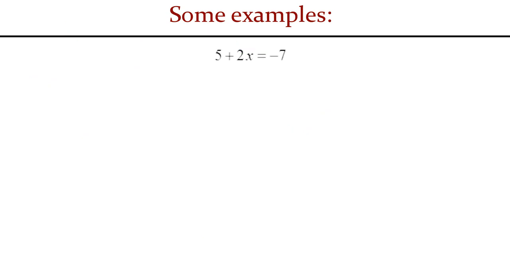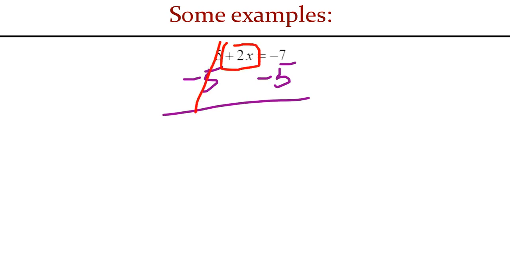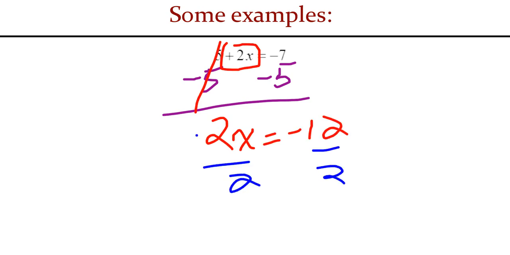One more example. Here we have 5 plus 2x is equal to negative 7. Let's start with addition or subtraction. We're going to subtract 5 from both sides because we want to leave that 2x off on its own. Negative 7 minus 5 is negative 12. And then when we divide both sides by 2, we end up with a solution we want of x equals negative 6.